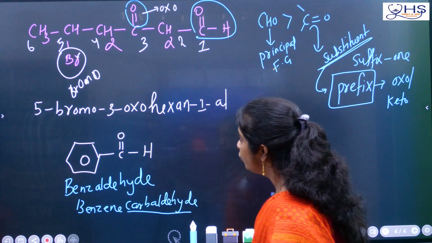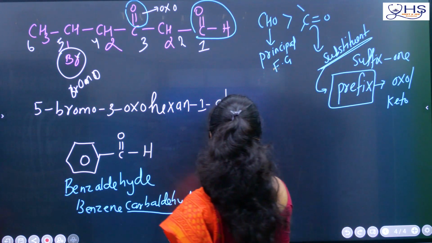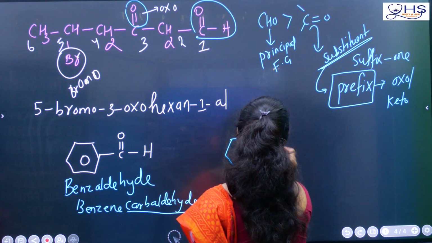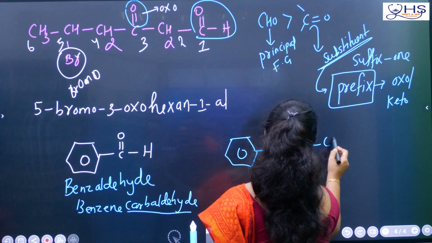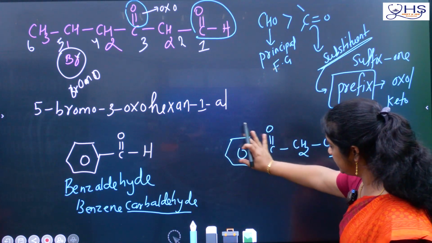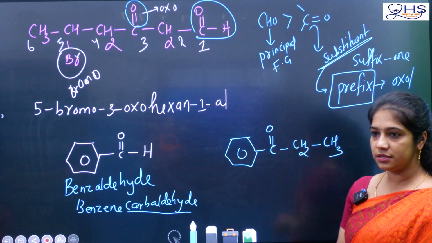Okay, before that we'll practice some questions of ketones also. Now if I am writing a benzene ring and C double bond O, CH2, CH3. Now you have this side a benzene ring, and this side an open chain. So you can say a cyclic system and an open chain system.